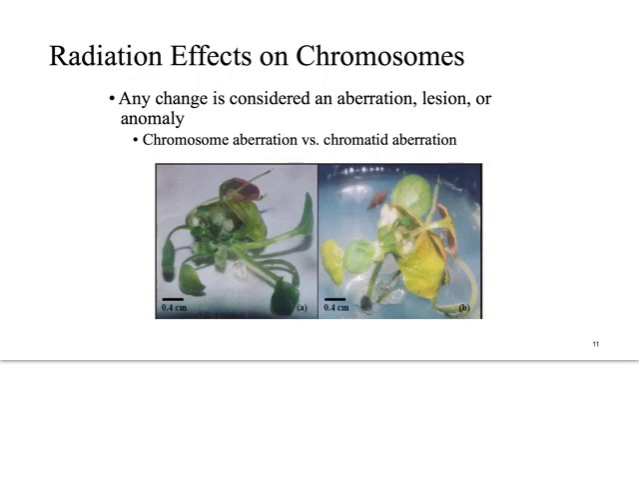So when we talk about radiation effects on the chromosomes, any change is considered an aberration, or sometimes it's called a lesion, point mutation, or anomaly. All these terms are interchangeable, right? So aberration, lesion, point mutation, anomaly. And it's important to differentiate between a chromosome aberration versus a chromatid aberration, right?